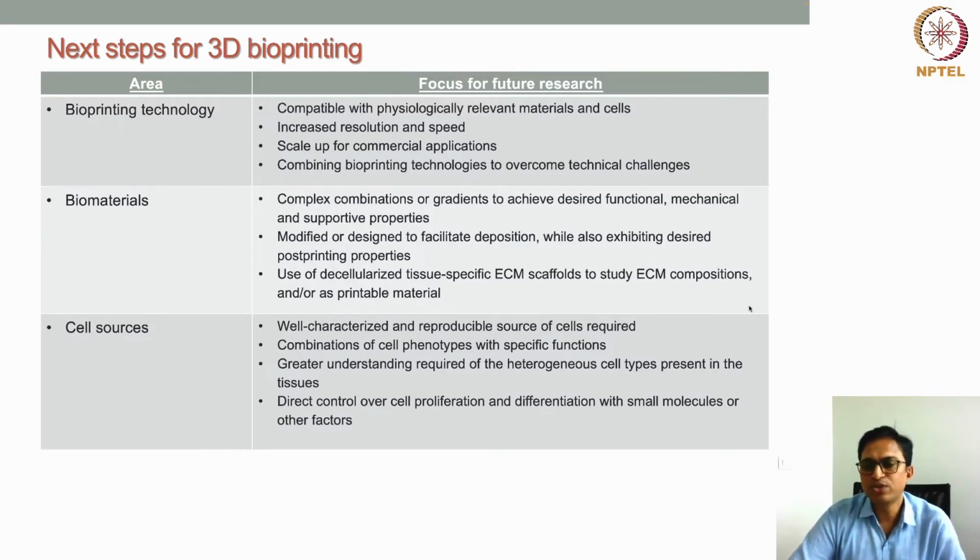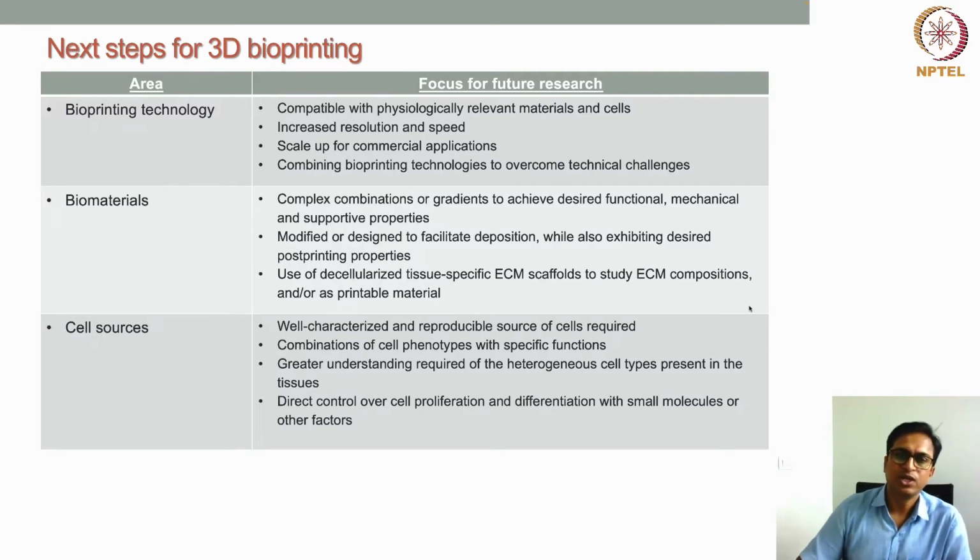So this lecture is mostly a summary of the whole course. Whatever we have discussed till now, we'll try to summarize again, and from there extend that to what is required to take this technology to the next level, like the focus of future research, the focuses for future researchers.